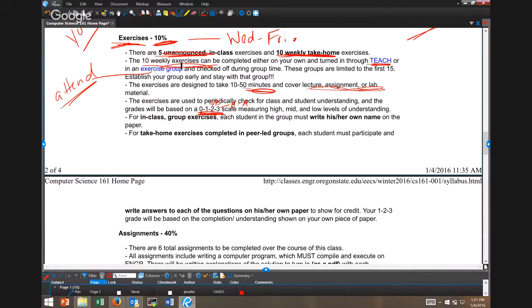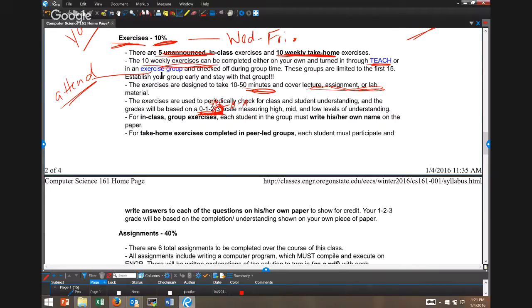So if you choose to do it on your own and turn it in through Teach, then you do not have to go to an exercise group. If you go to an exercise group, more than likely if you participate in that group, you're going to get a 3 on that exercise, and you will get checked off during that time.